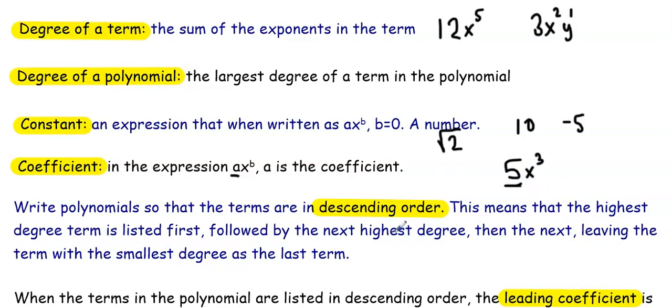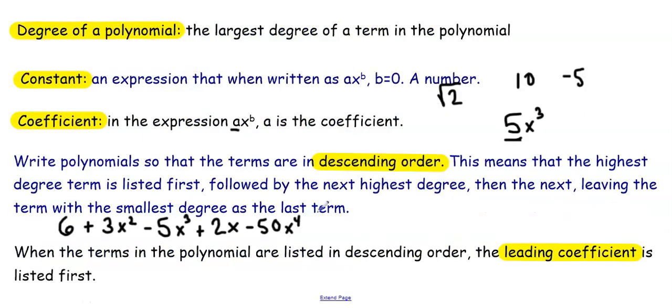When we write polynomials, we write them so that the terms are in descending order. That means that the highest degree term is listed first, followed by the next highest degree, then the next, leaving the term with the smallest degree as the last term. So if we were given a polynomial, we would list these terms in descending order by starting with the term with the highest degree. That would be this one right here because it has a degree of 4. I would list that as -50x to the 4th. Then I would move on to the next highest degree, so -5x to the 3rd, then plus 3x squared, then plus 2x, and then finally plus 6.